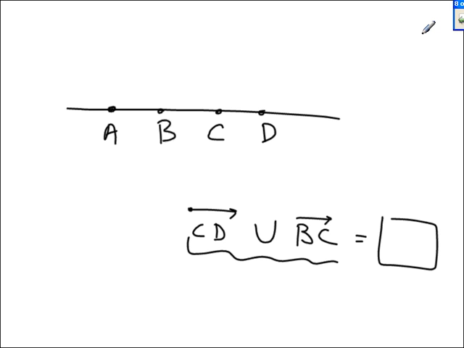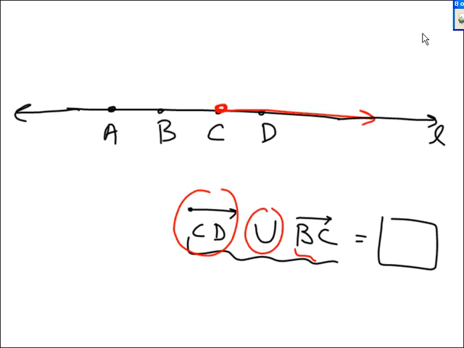Well, ray CD, it starts at C, and it goes towards D. That is, it goes to the right forever. Oh, but by the way, this was a line initially. And we just drew line segment CD. Now we just drew this. I meant to say we drew ray CD. Now we're going to draw ray BC.